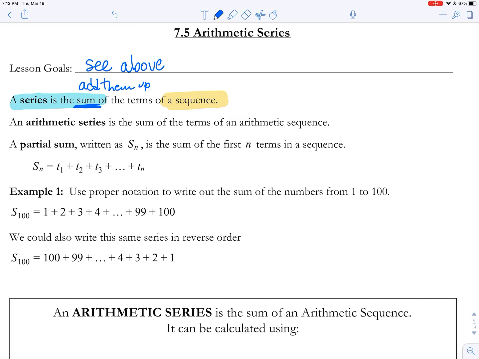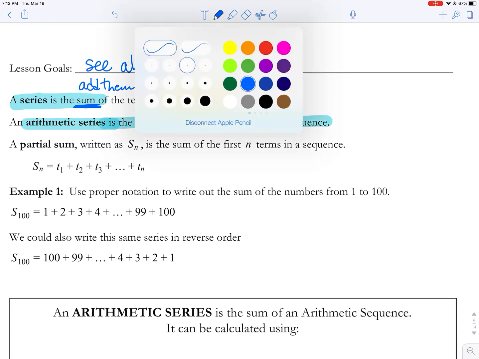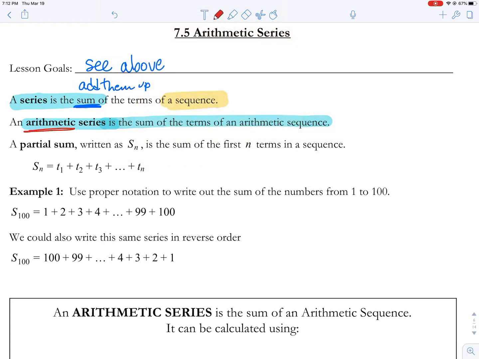And so I hope it makes sense then that an arithmetic series is the sum of the terms in an arithmetic sequence. So the only part that makes it different there is we're specifying it's an arithmetic sequence, so we get an arithmetic series.